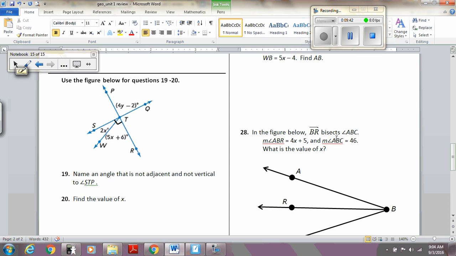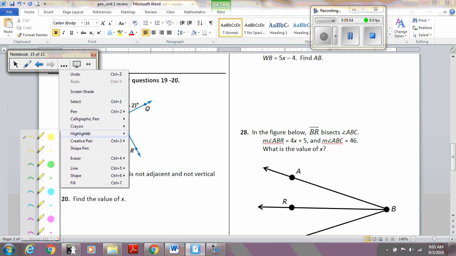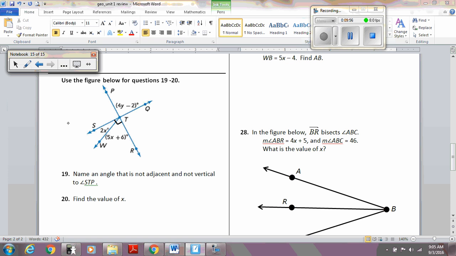Number 19 would like for us to name an angle that is not adjacent and not vertical to angle STP. Ooh, that's a doozy. So let's highlight angle STP. P is that one right there.